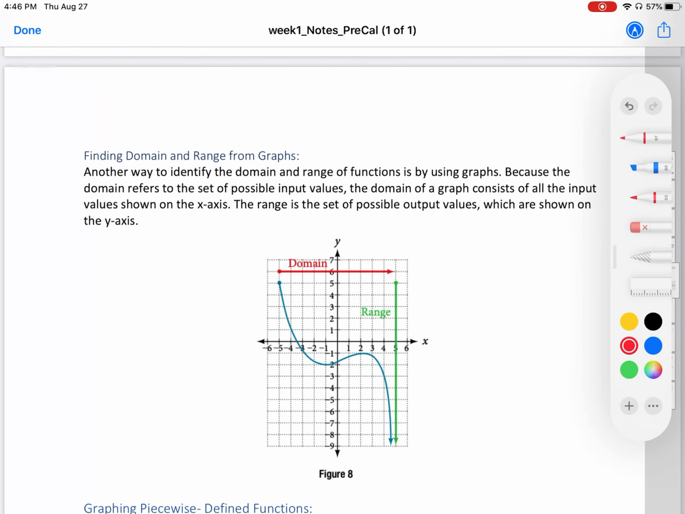Finding domain and range from graphs. Another way to identify the domain and range of functions is by using graphs. Because the domain refers to the set of all possible input values, the domain of a graph consists of all the input values shown on the x-axis. The range is the set of all possible output values, which are shown on the y-axis.